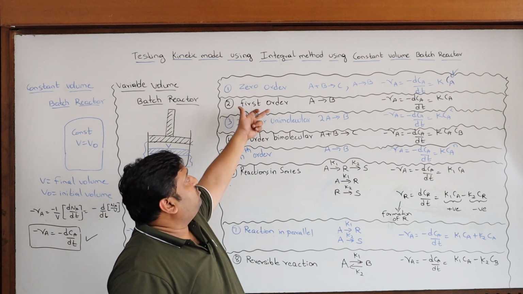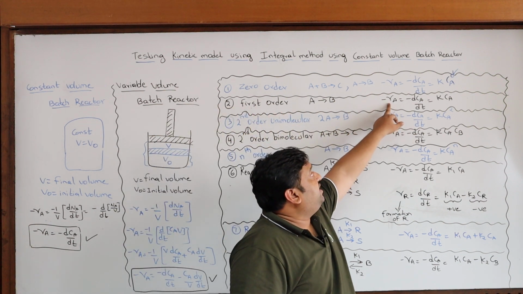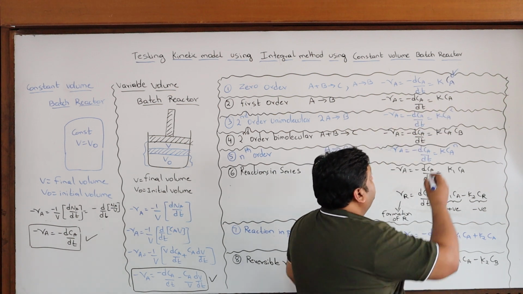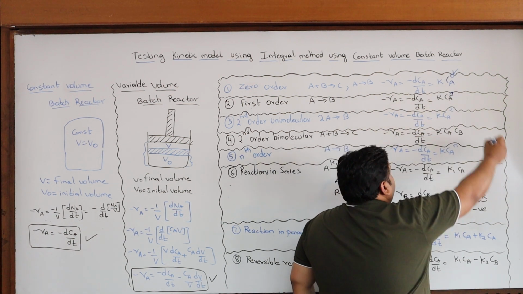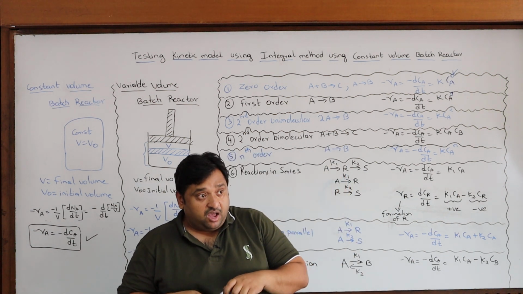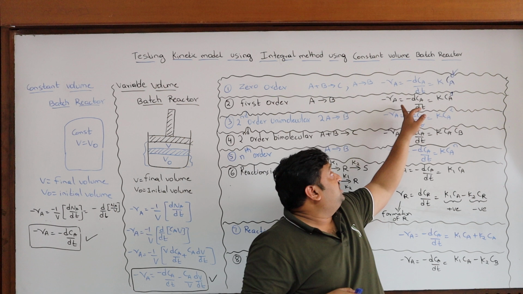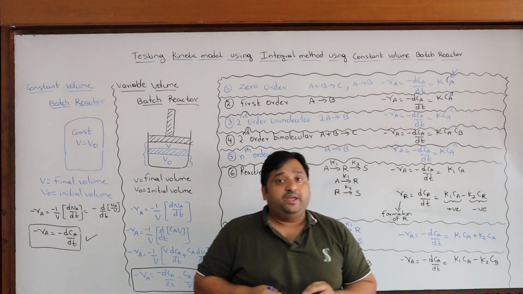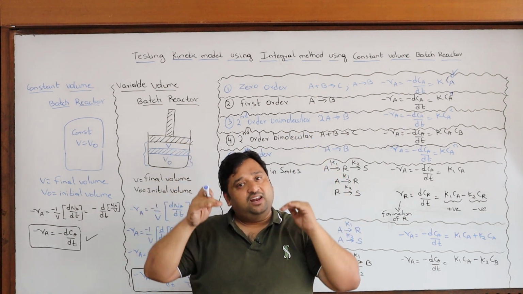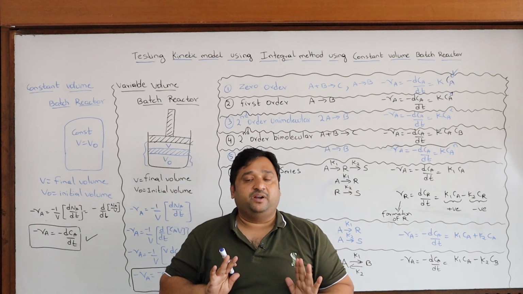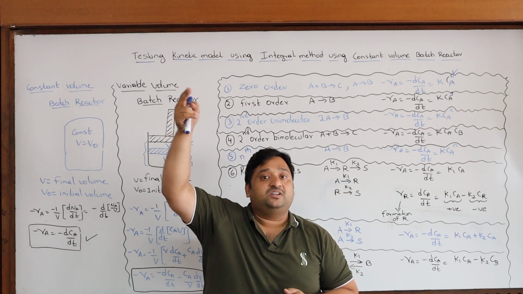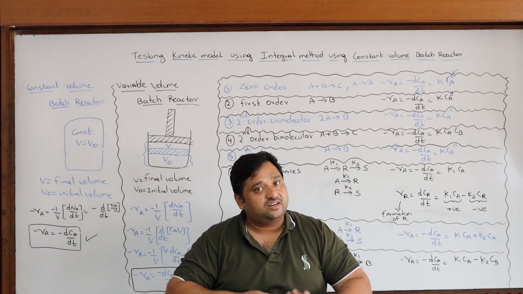Second, we will discuss the first order, where the rate is minus dCA by dt is equal to K into CA. Because the concentration power is 1, it comes under the first order. How can you visualize this? The speed depends on the concentration. More is the concentration, more is the speed; less is the concentration, less is the speed. In zero order, everywhere the speed is the same.